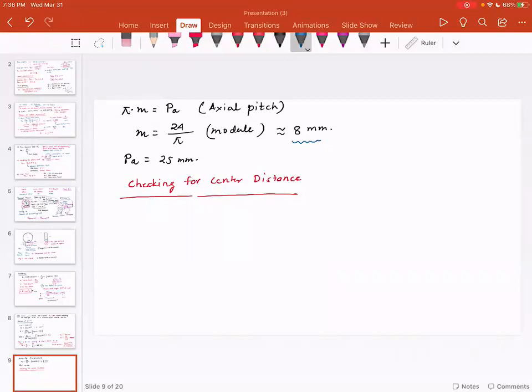So in this particular problem, what we want to do is check for center distance. Since we are making some approximations, we just want to make sure that the original center distance constraint is not violated significantly. And there are additional measures that you can take to account for the slight variation in the center distance. Let me give you a simple example.